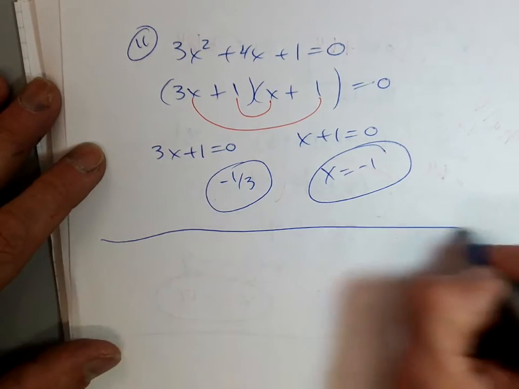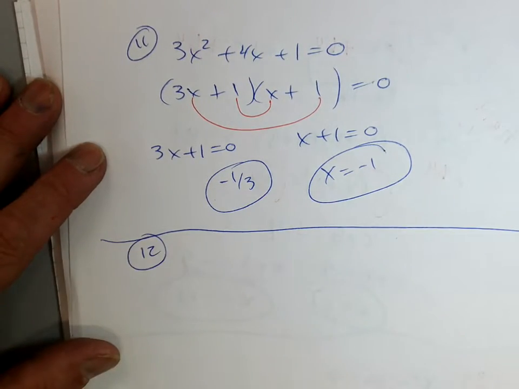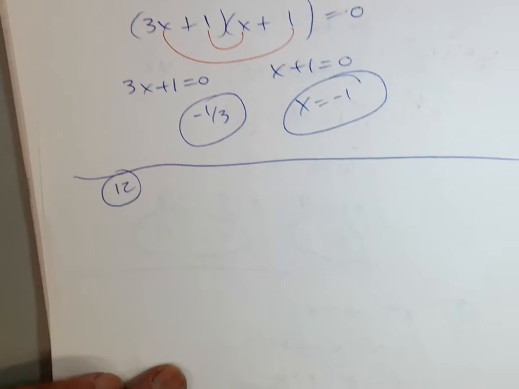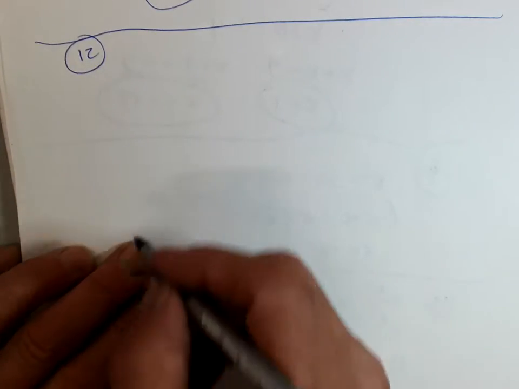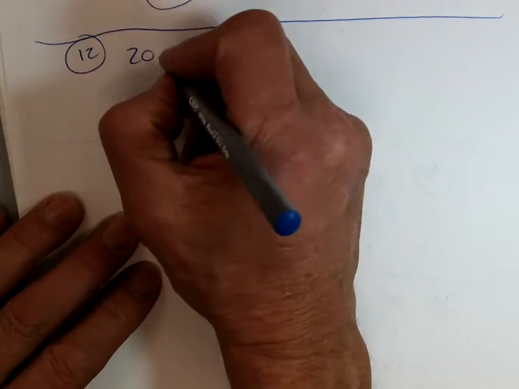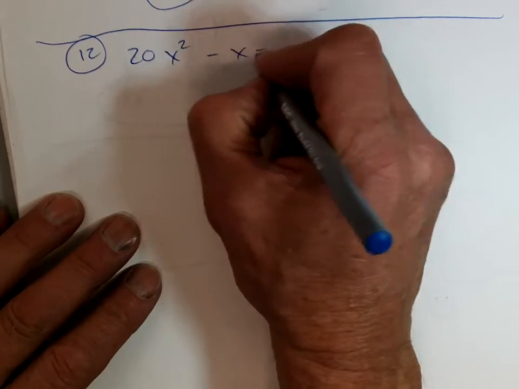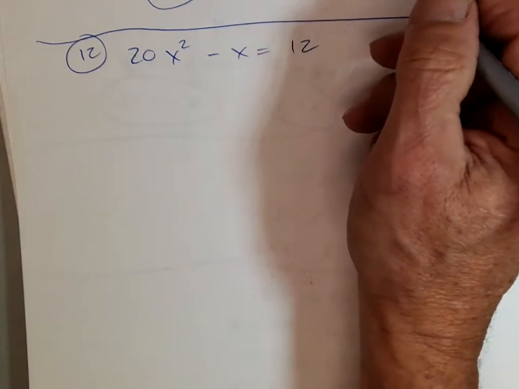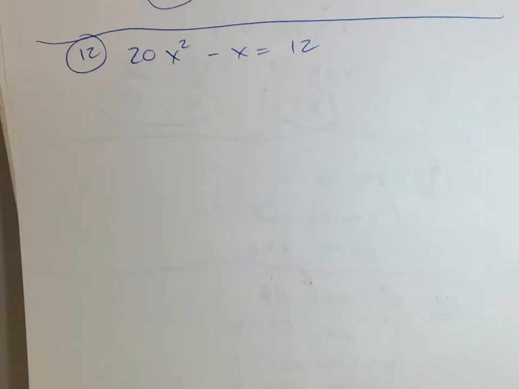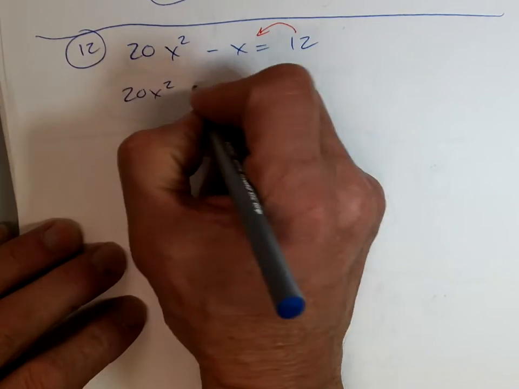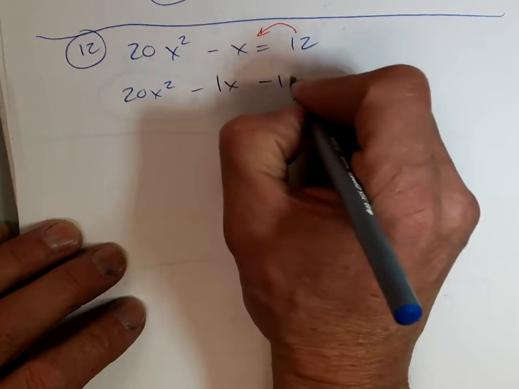Okay, you ready for number 12? Slide it up. 20x squared minus x equals 12. Okay, so if we're going to find the zeros, let's make it equal 0. Let's bring over the 12. It becomes a negative 12, right, because I have to subtract it. 20x squared minus 1x minus 12 equals 0.